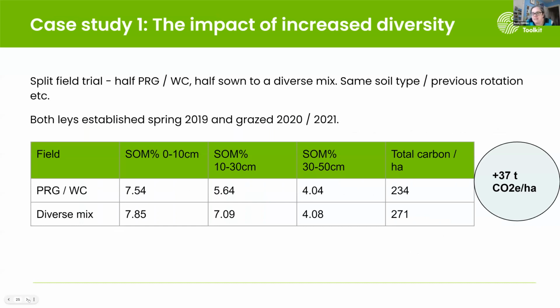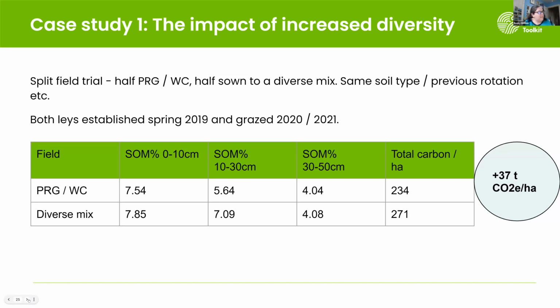Now, by a diverse mix here, I'm not meaning 63 species all singing and dancing. It costs a huge amount. This has just got 6 species in it, okay? It's got, again, your ryegrass, your clover, and then it's got some other bits and pieces in there in terms of additional legumes and herbs and those sorts of things. Same soil type, same previous rotation, everything else is the same. Both of those leys were established in spring 2019, and then they were grazed in 2020 and 2021.